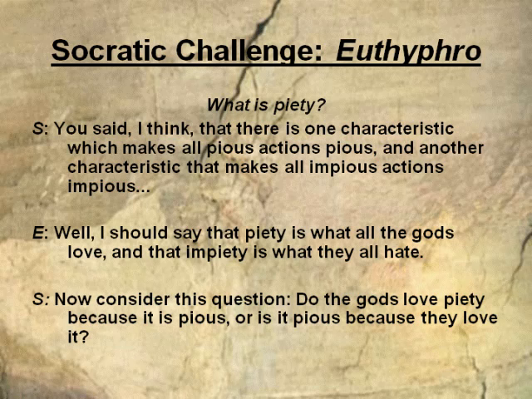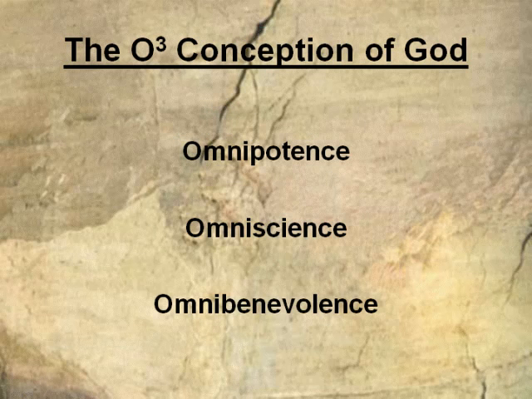So the question of where we actually place obligation, is it because the actions are obligatory in themselves, or are they obligatory only because God has said they are? It's critical. And it's critical for one simple reason. Because of what we call the O3 conception of God. Within Abrahamic religions, Judaism, Christianity, and Islam, there's a traditional conception of God that says that God is omnipotent, omniscient, and omnibenevolent. That is, that God is all-powerful, all-knowing, and all-good.